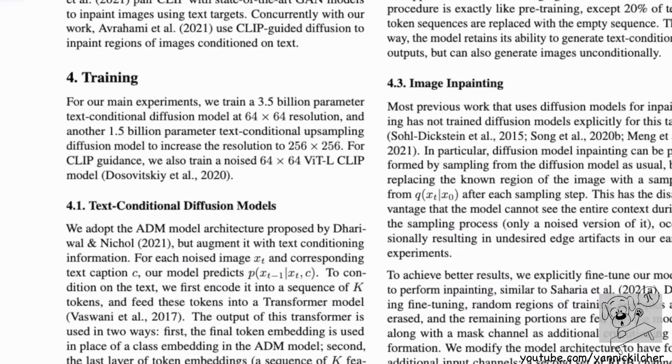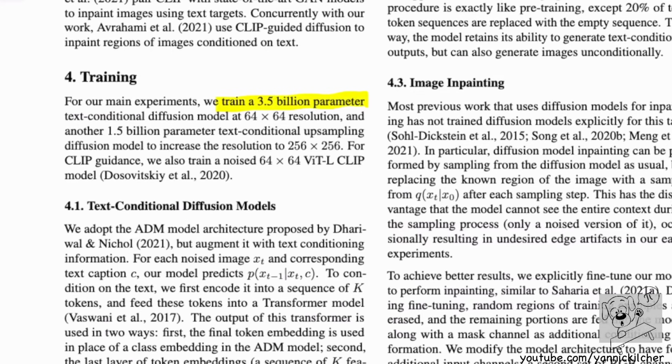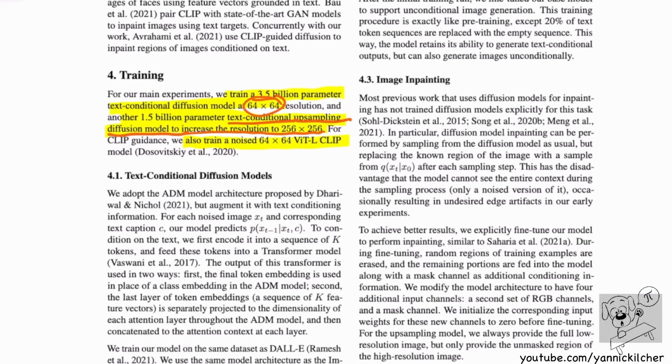So training happens, it's a 3.5 billion parameter text conditional diffusion model at 64 by 64 resolution. This is way smaller than DALL-E, by the way, and this is cool. And a 1.5 billion parameter text conditional upsampling diffusion model to increase the resolution. So it's a two-stage process. The diffusion model itself is at a 64 by 64 resolution, and then they have an upsampling model. It's also text conditional, but this is purely a diffusion upsampling model. It's very much the same principle, except that it now doesn't go from pure noise to image. It goes from low resolution image to high resolution image. And alongside of that, they train a noised CLIP model, which is the classifier that they're going to need to do guidance.